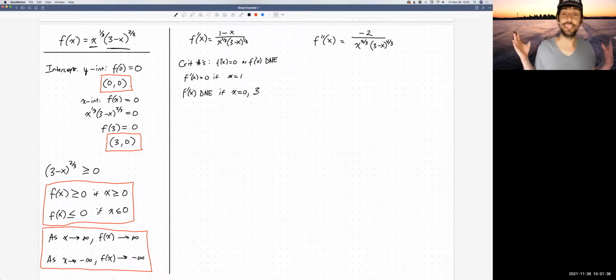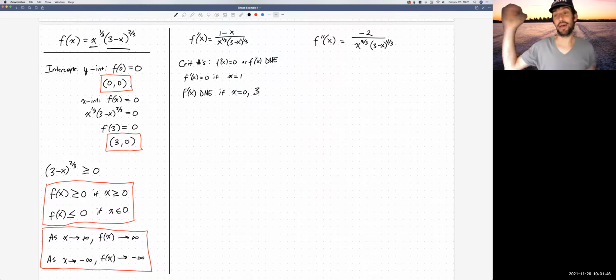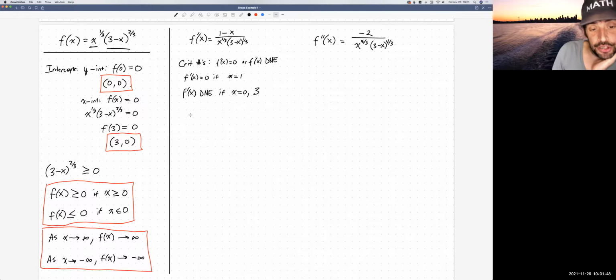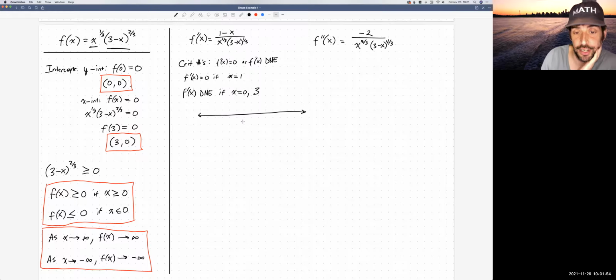So what we want to do with the first derivative is find out, let's start by finding out where is the function increasing and decreasing, which means where is the first derivative positive and negative. And so a good way to do this is to draw out a little number line with all the critical numbers on it. So we'll have the critical numbers 0, 1, and 3.